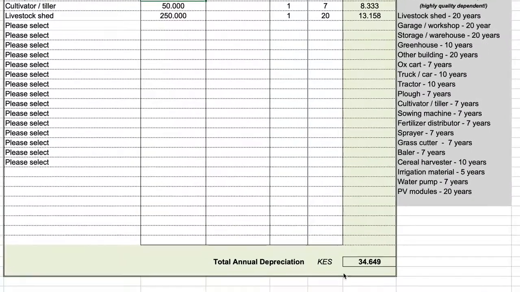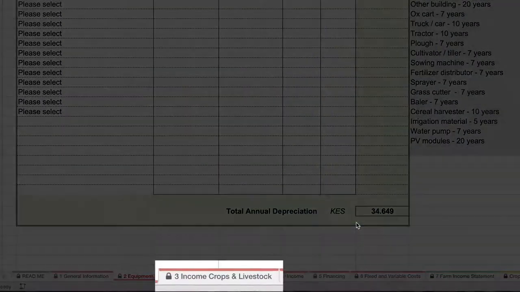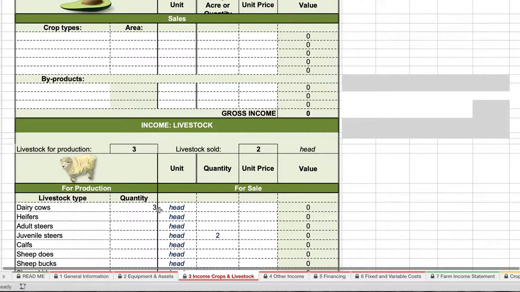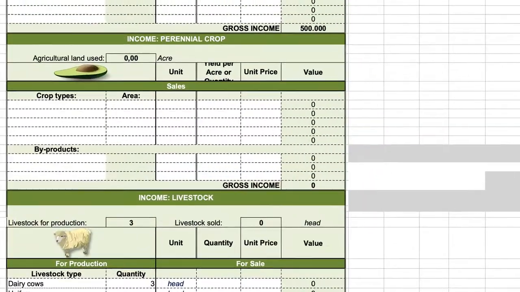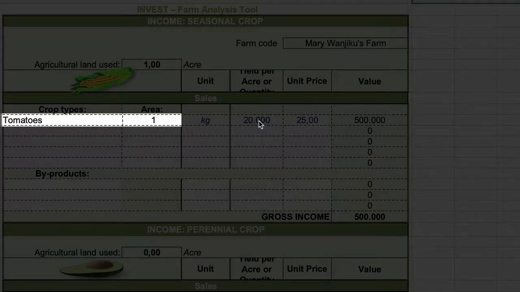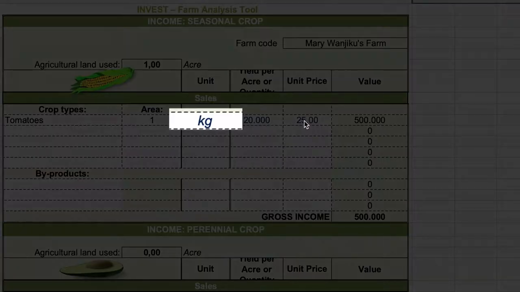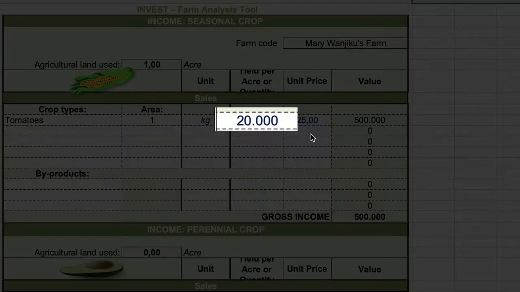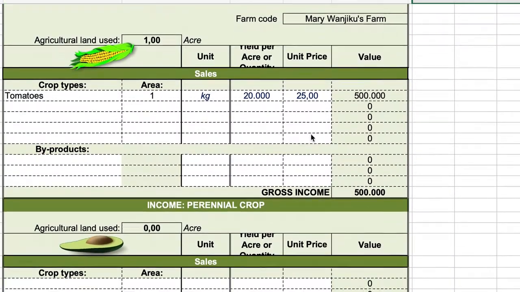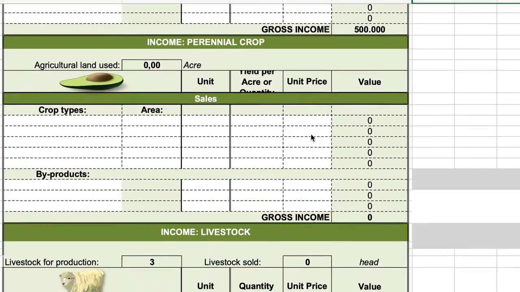We go now to the next sheet, which is income, crops and livestock. Again, we first remove the data which are already in the sheet. For Mary's farm, we enter all the income from seasonal crops, perennial crops and livestock. There are tomatoes grown on 1 acre. We use kilogram and the yield per acre is 20,000 kilogram. The estimated market price is 25 Kenyan shillings per kilogram. No perennial crops are mentioned.